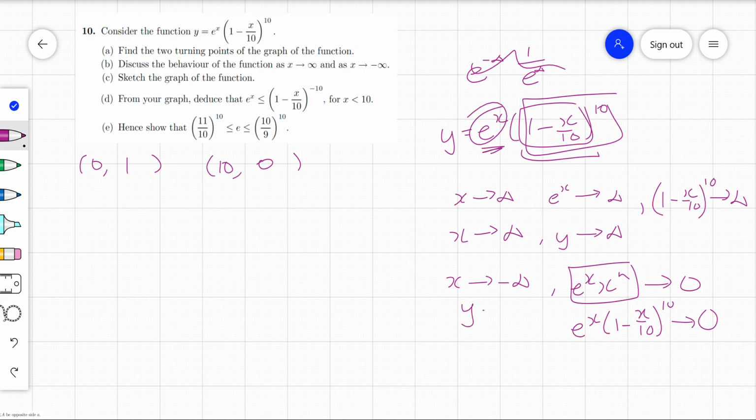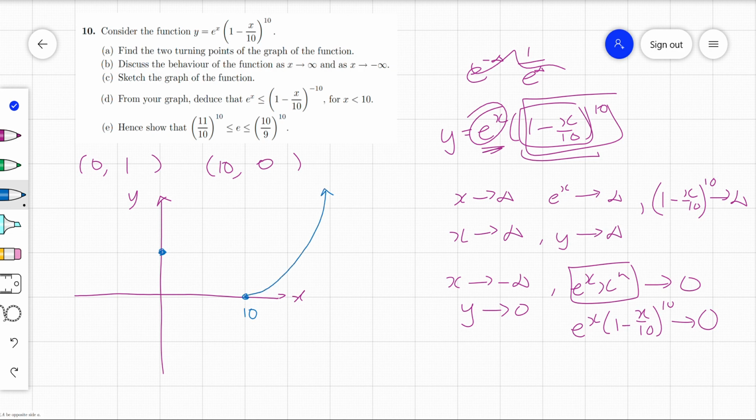So our y is going towards 0. So if we then want to graph this graph, what do we know so far? We know that we've got a turning point at (0, 1) and a stationary point, and we've also got a stationary point at (10, 0). We also know that as x goes to infinity, this graph goes to infinity. So as x gets bigger and bigger and bigger, this graph gets bigger and bigger and bigger.